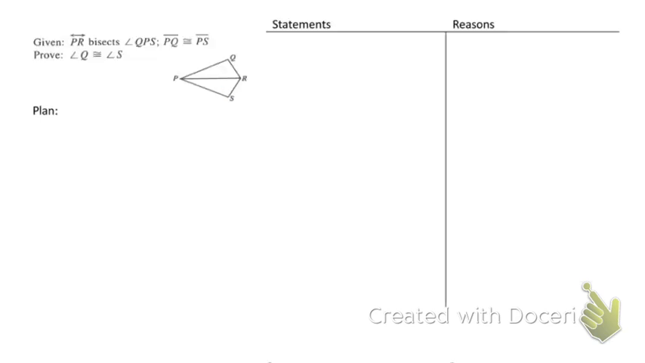All right, our next one. Watch this carefully. Watch how much information I pull from this before I actually start working. Step 1, I'm going to read this first sentence. PR bisects angle QPS. I'm going to write that down because that is my given.